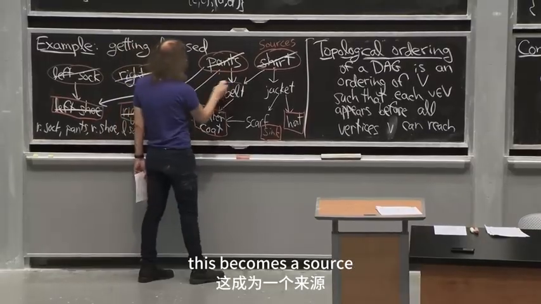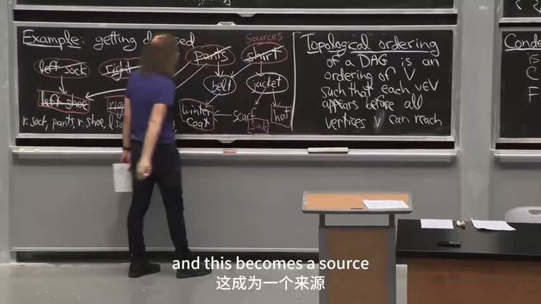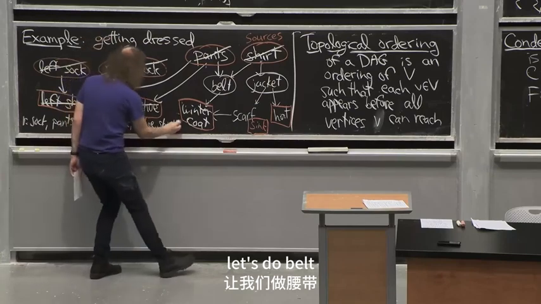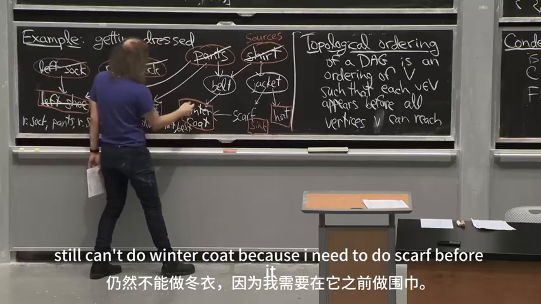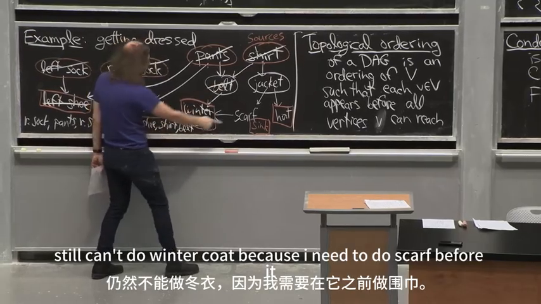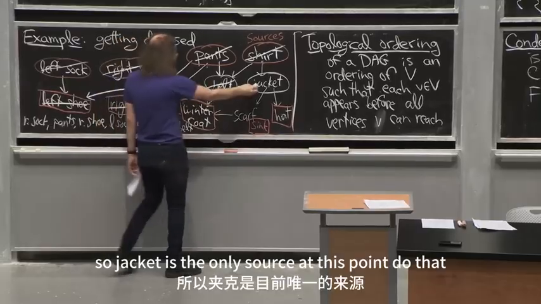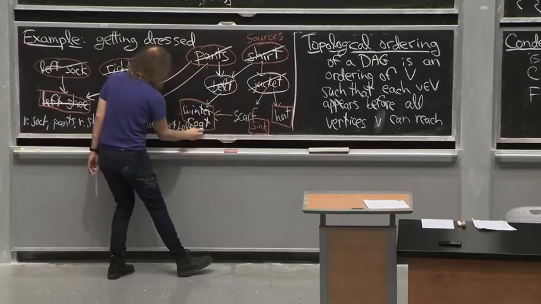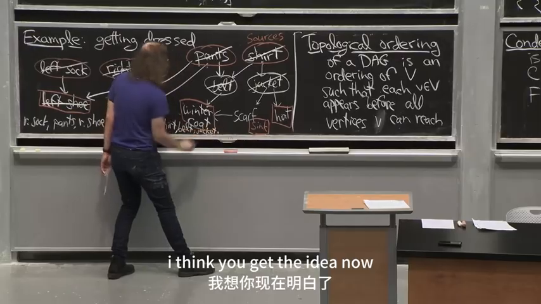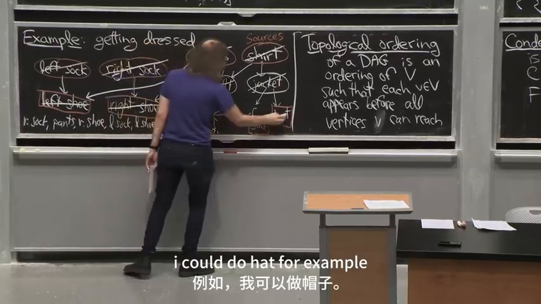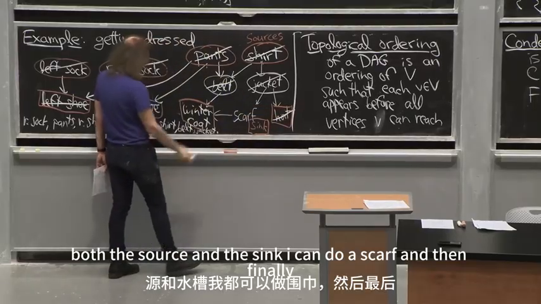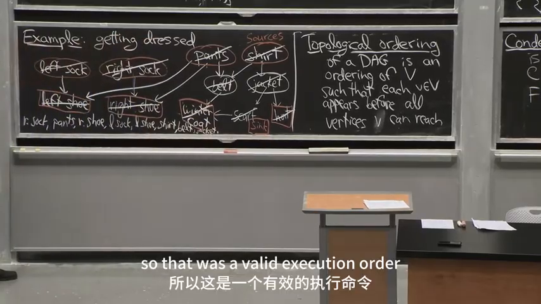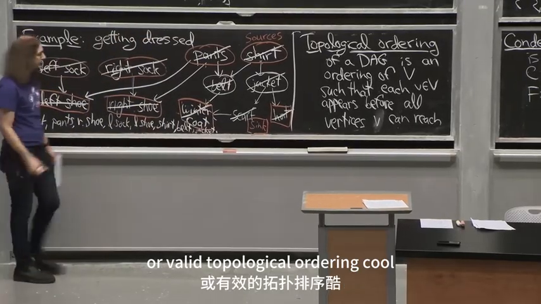After I've eliminated these two, this becomes a source, and this becomes a source. So I can choose belt or jacket first. Let's do belt. Still can't do winter coat because I need to do scarf before it. So jacket is the only source at this point. So do that. I think you get the idea. Now I could do hat, for example, both a source and a sink. I can do scarf. And then finally, I can do winter coat. Okay, so that was a valid execution order, or valid topological ordering.